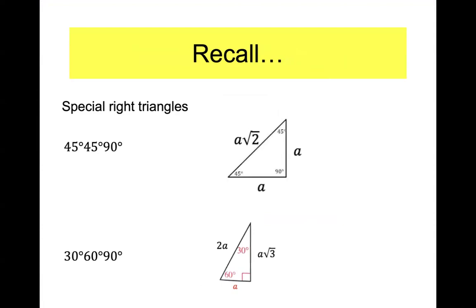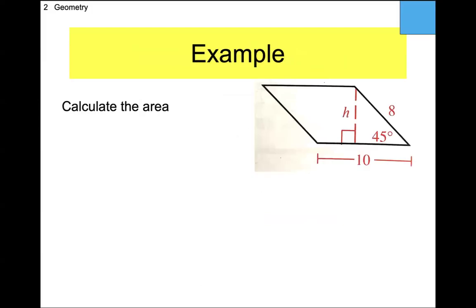You might want to write it on a piece of paper, keep it off to the side for this problem. Okay, so here's your geometry example of area of a parallelogram. The formula is still base times height, but look, we've got the base of 10, but we don't have the height. The height is missing.